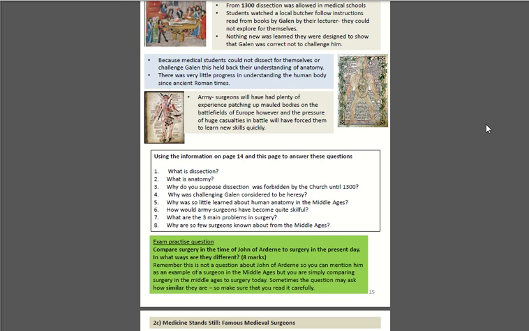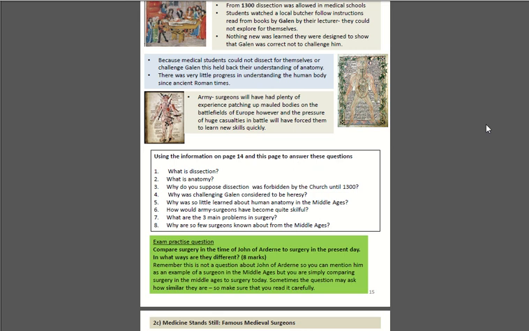Now for the exam question at the bottom of this, you can have a go if you feel like a little bit of a challenge. You need to know a little bit about modern surgery and compare it to medieval surgery, so you might want to return to this question after you finish the booklet. But, in short, you need to compare the time period that we're looking at now, which is medieval times, and the modern time period. And you need to come up with two differences between the two.